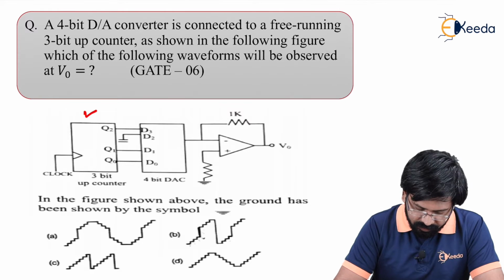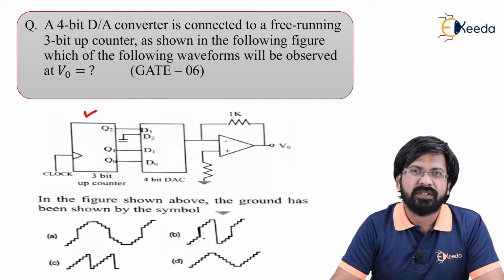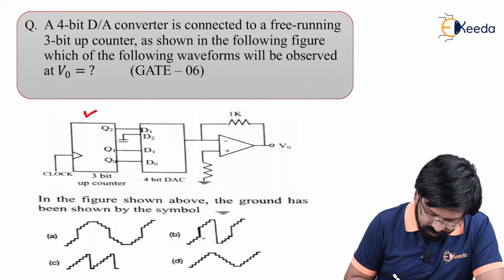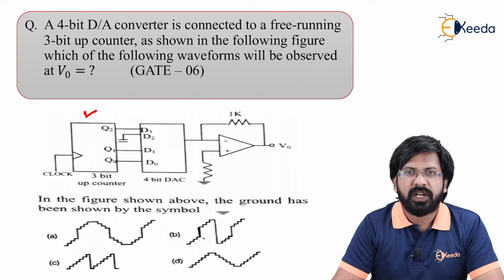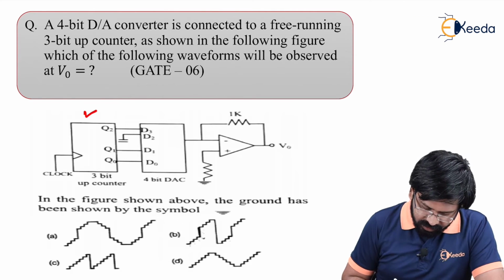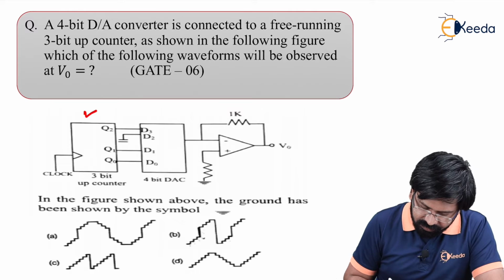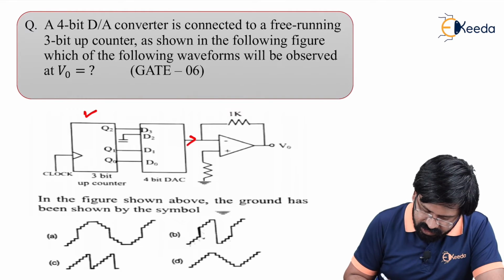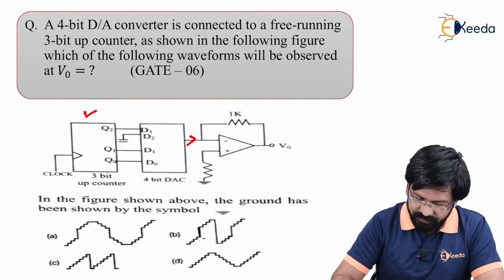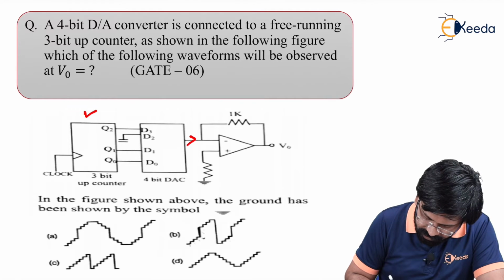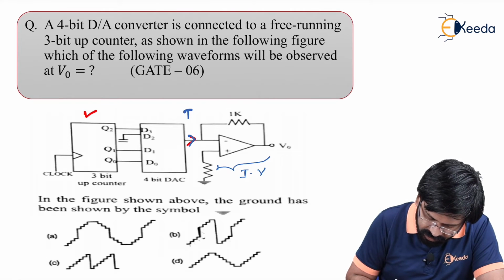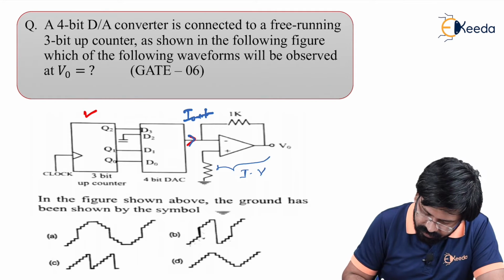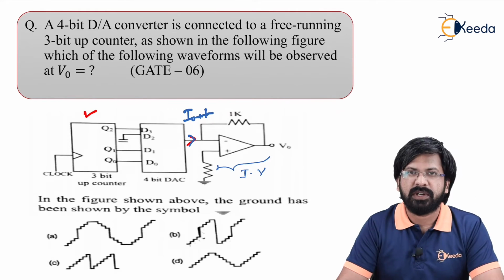Of course, a 3-bit up counter means a counter with 3-bit output, Q2, Q1, Q0 here. And it is free running, means it is going from 000 to 111. This is connected to DAC, and the output of DAC is connected to an operational amplifier circuit. As you can see, this is an I to V converter, that is current to voltage converter. The output of DAC here is I out, and this I out is then converted into voltage by the I to V converter.